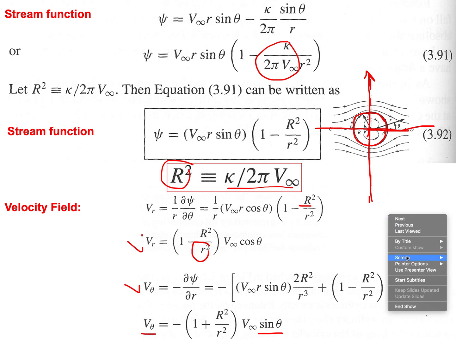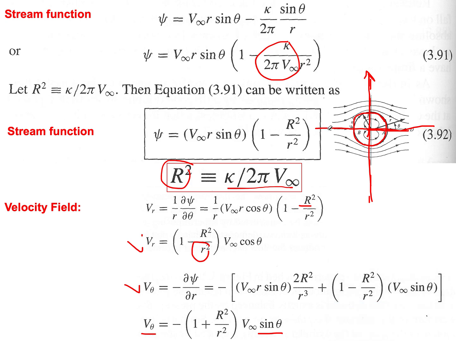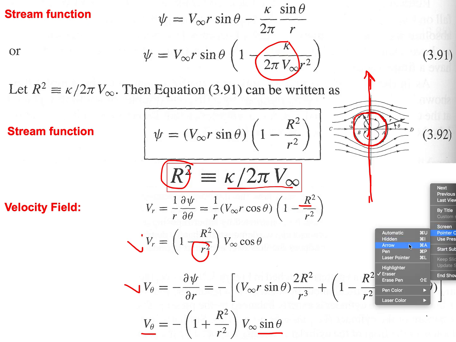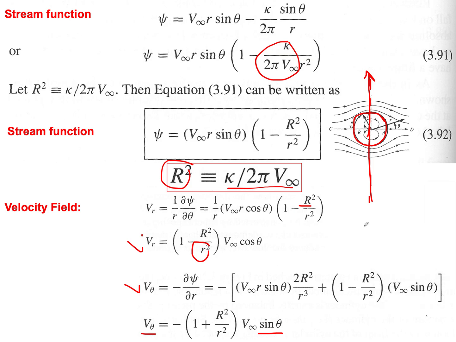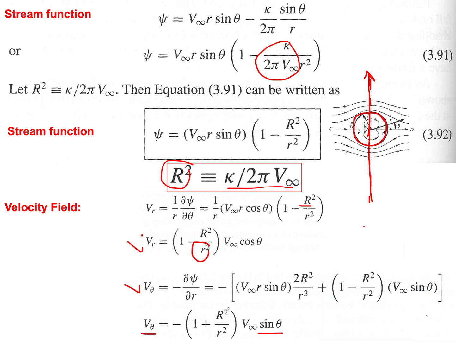So actually I should just plot it, so let me erase this and use a different color pen. Okay, so let's use a blue. So the red was VR, and v theta is 0 when sine theta is 0 and pi. So we get those two lines. That's theta equals pi, theta equals 0.